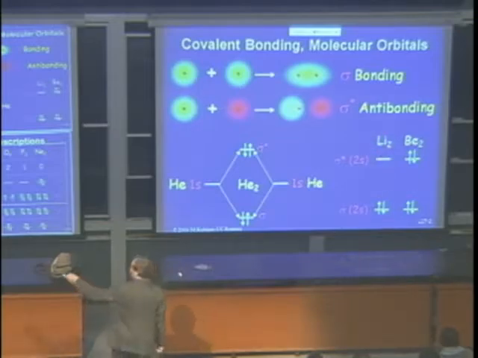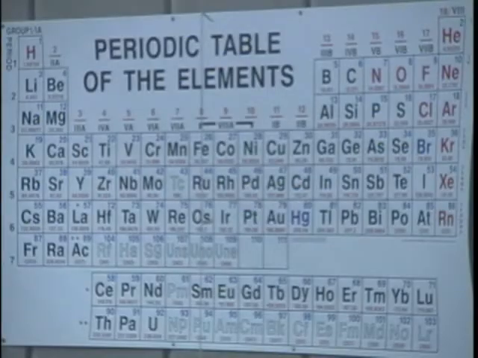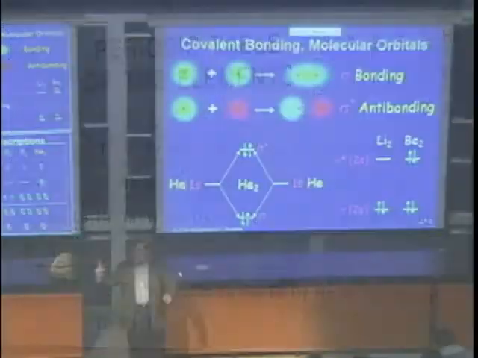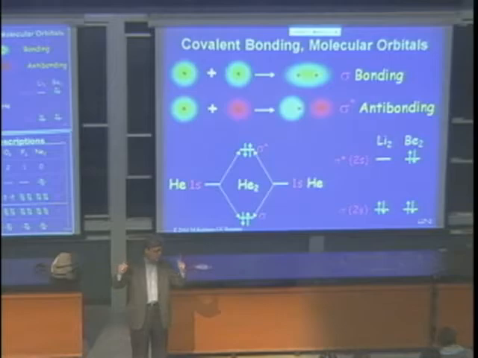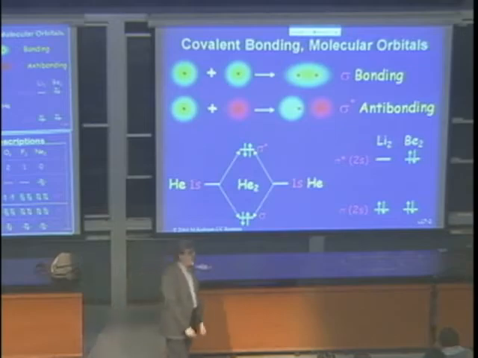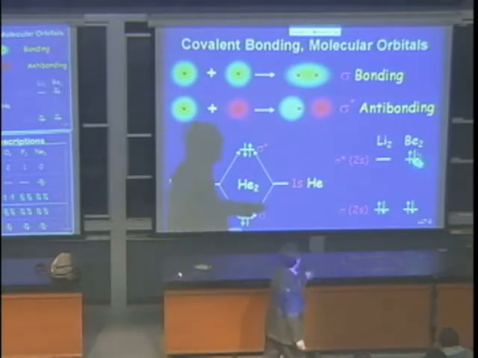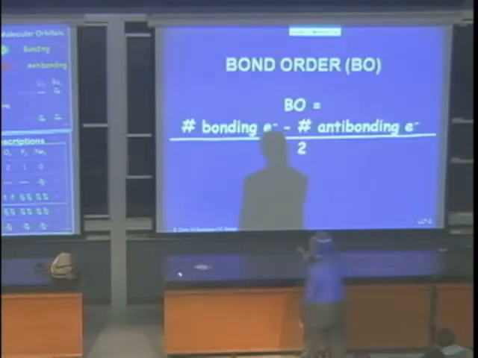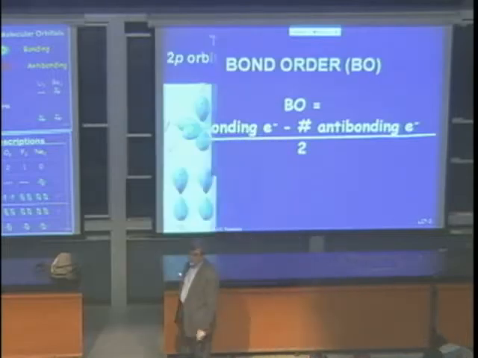Now beryllium is 2s2 each, and we have now 4 electrons. 2 go in the bonding sigma, and 2 go in the anti-bonding sigma. And with this, we have a bond order of 0. Doesn't exist. Excellent, you got it. So I wrote down the bond order one more time.